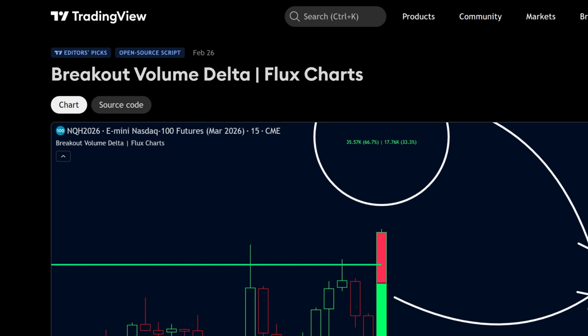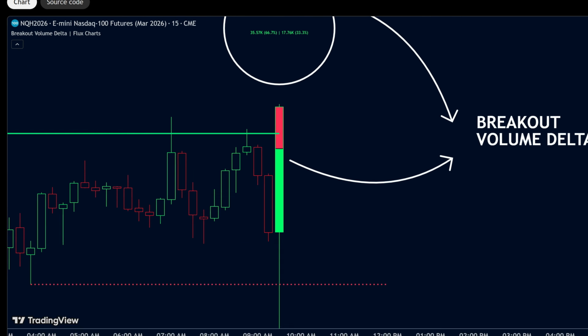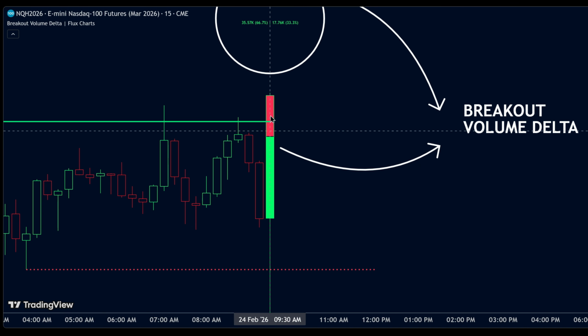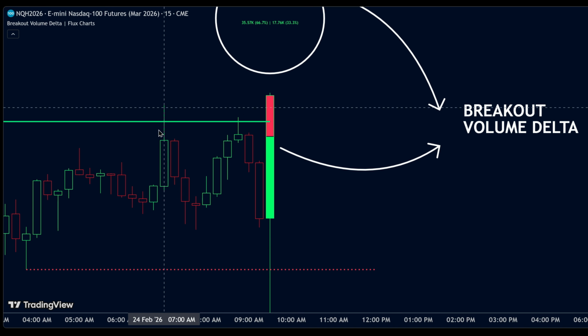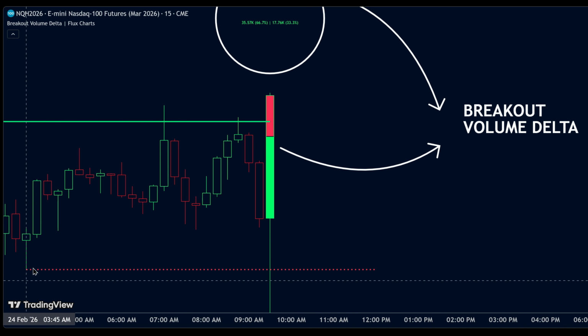The Breakout Volume Delta indicator takes a different approach. Instead of judging a breakout using price alone, it analyzes the participation inside the breakout candle itself. At the same time, the indicator identifies important swing highs and swing lows on the chart.